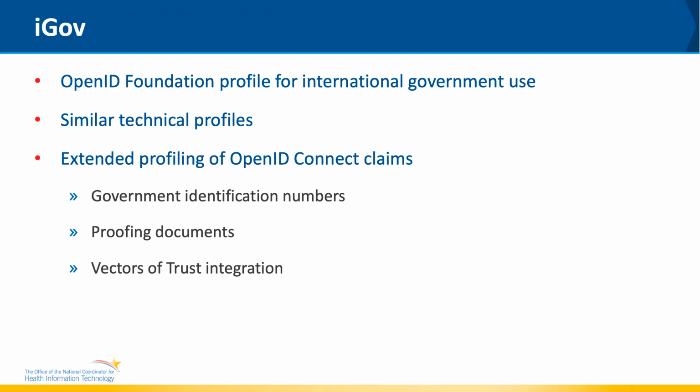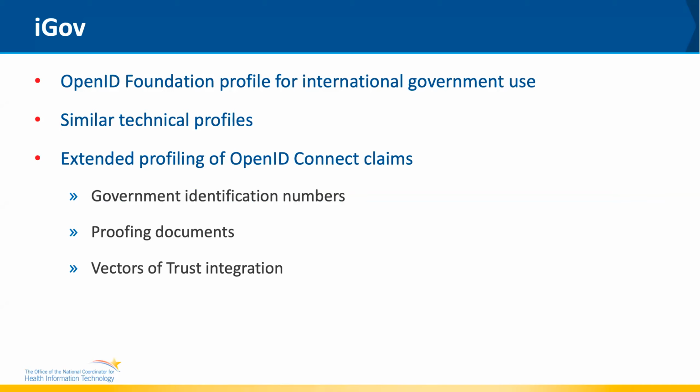And finally, the iGov specification is another OpenID Foundation profile, but this is for government use. So government to citizen, government to government. It has a similar approach to HEART in that there's a split between the technical profiles and whatnot. And in fact, the core technical profiles, the original text of the iGov specifications, was taken directly from the HEART working group and built on for this use case.